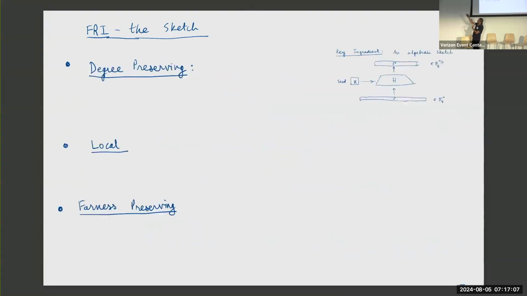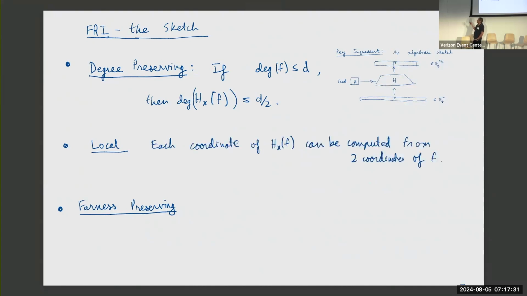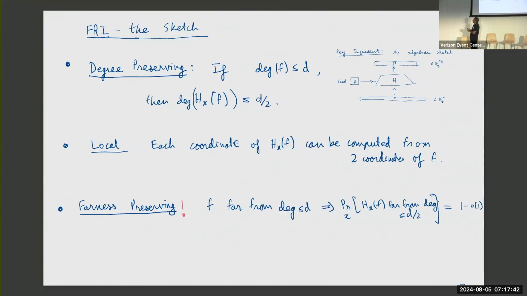The properties are degree preserving, local, and farness preserving. Let me just say what they are very quickly. If the degree of the original function f is d, then this new function h_x of f has degree at most d over 2, when viewed as a function over some domain in an appropriate way. Locality is that each output symbol of h_x of f can be computed from 2 coordinates of f. And it's also farness preserving, and this is the heart of this: if f is far from degree d, then h_x of f is also far from degree d over 2.